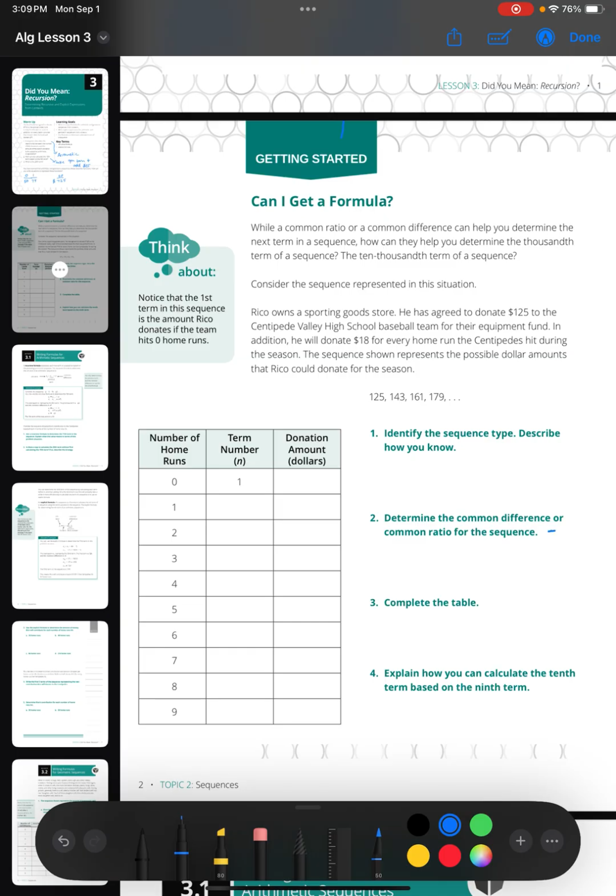Well, again, we're just adding the same amount each time, so it is an arithmetic sequence. Describe the common difference or common ratio. Well, the common difference, because we're adding a number, is $18. Every time a home run is hit, another $18 at a time.